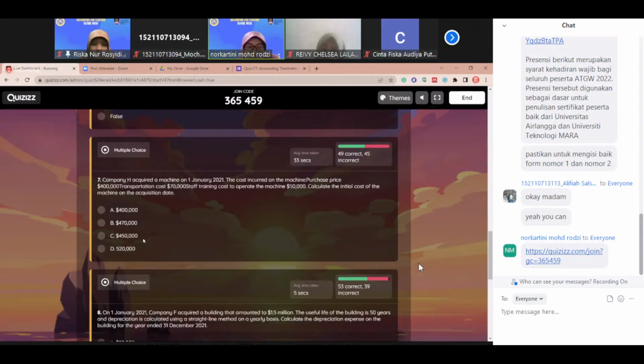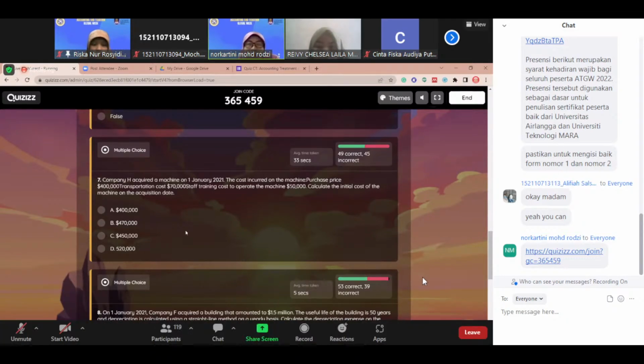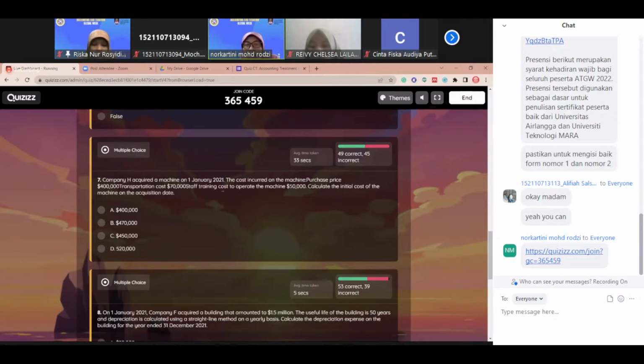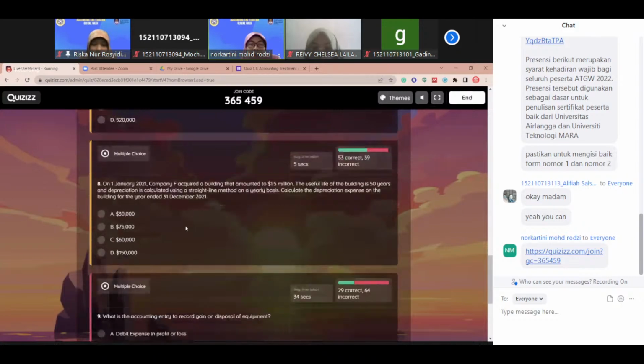A, B, C, or D? B, yes. Not including the staff training cost, because staff training cost, not direct cost, not related to the machine. So the initial cost is the purchase price plus transportation cost only. All right. Okay, number 8.